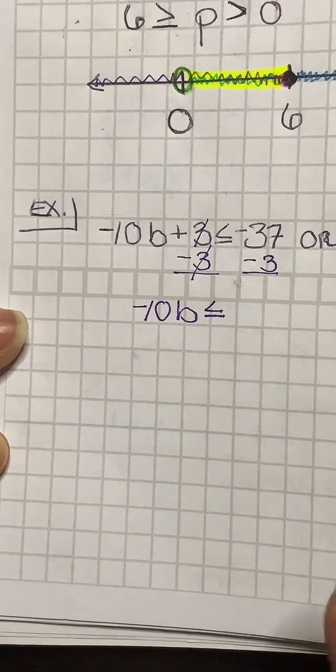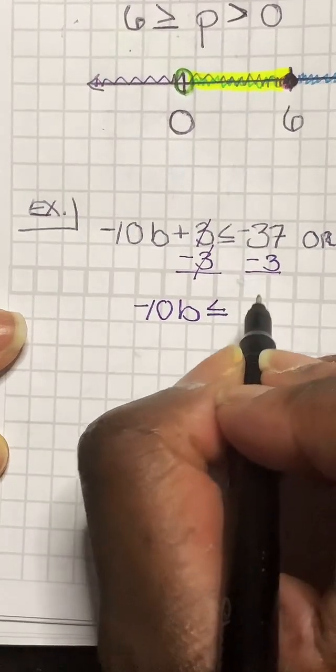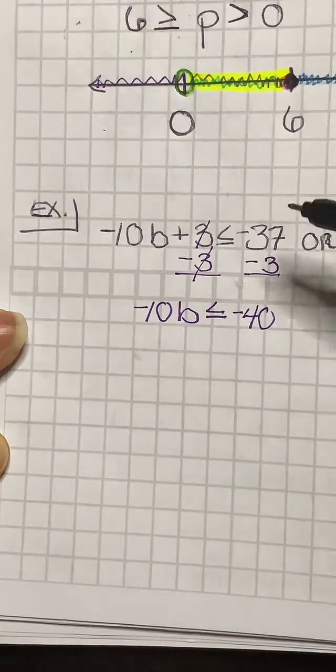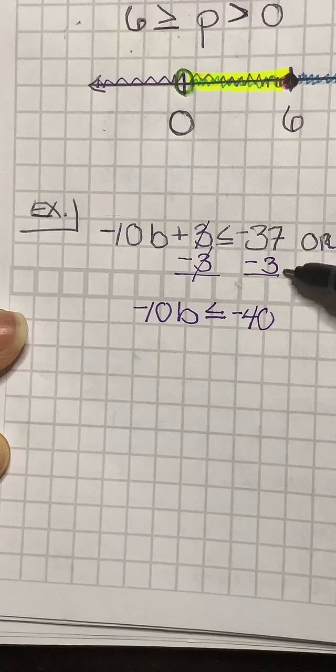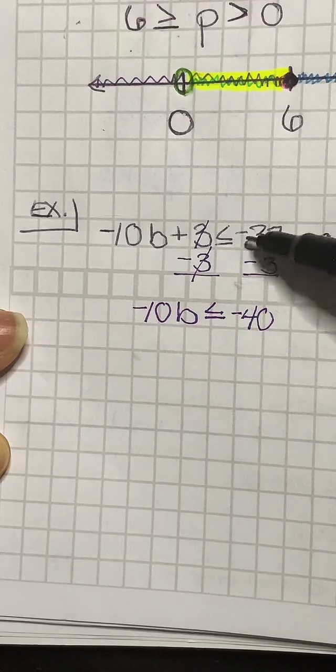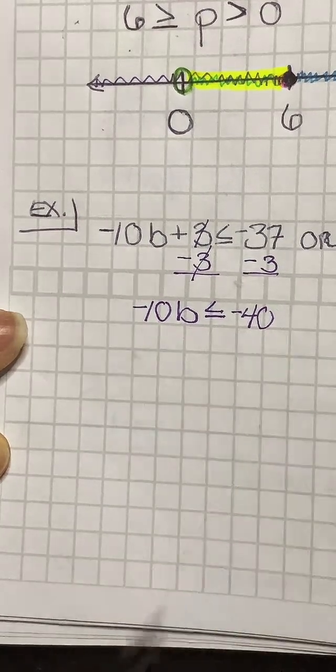So negative 10B is less than or equal to what? Good. Kai's reading my mind. So we have a negative 40 because both signs are negative. Okay, we can go ahead and combine those like terms. Since they're the same sign, all we have to do is just add them together, keep with the negative symbol.